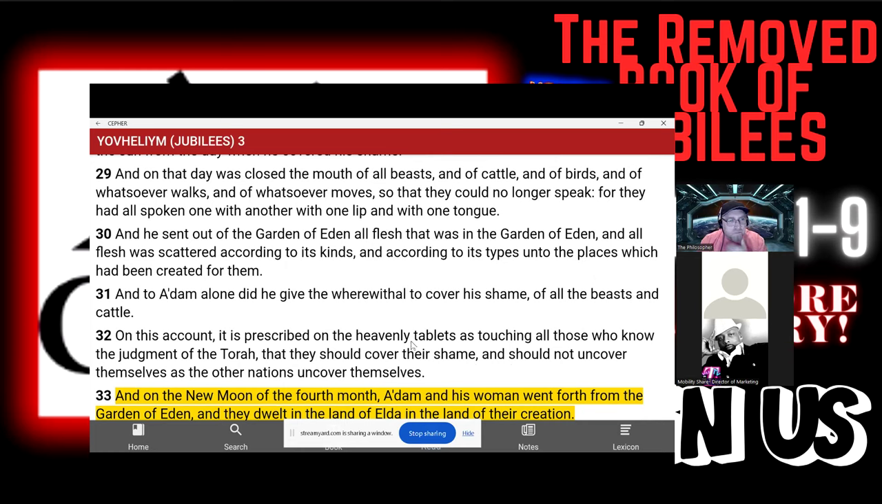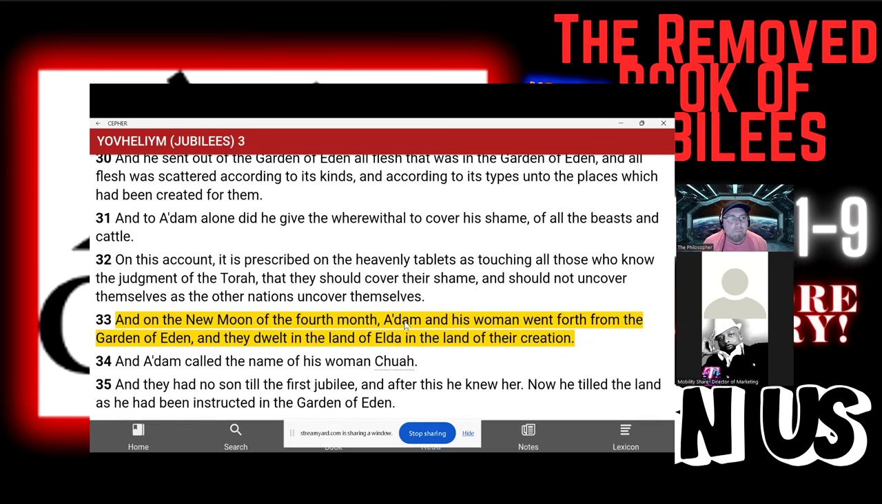And to Adam alone did he give the wherewithal to cover his shame of all the beasts and cattle. On this account, it is prescribed on heavenly tablets as touching all those who know the judgment of the Torah, that they should cover their shame and should not uncover themselves as the other nations uncover themselves.